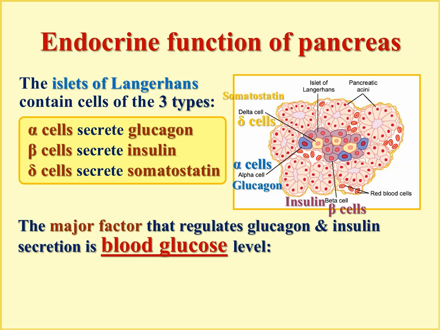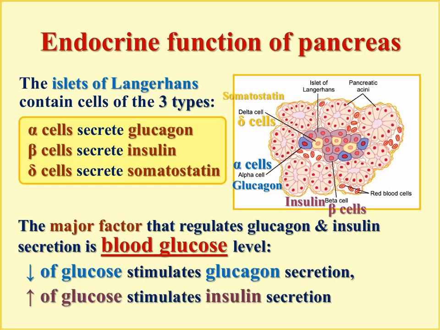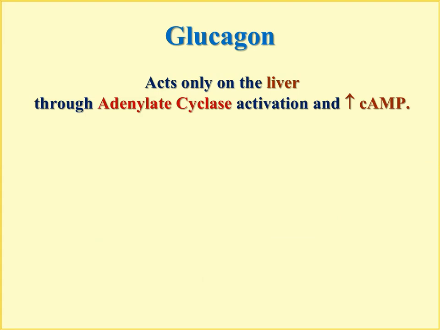The main factor that regulates glucagon and insulin secretion is blood glucose level. If blood glucose level starts to decrease, it stimulates secretion of glucagon from alpha cells, and conversely, an increase in glucose stimulates insulin secretion. Let's first consider glucagon, as it has a shorter list of effects, and it acts only in the liver, where it activates the seven transmembrane segment receptors that operate through the adenylate cyclase cyclic AMP pathway.